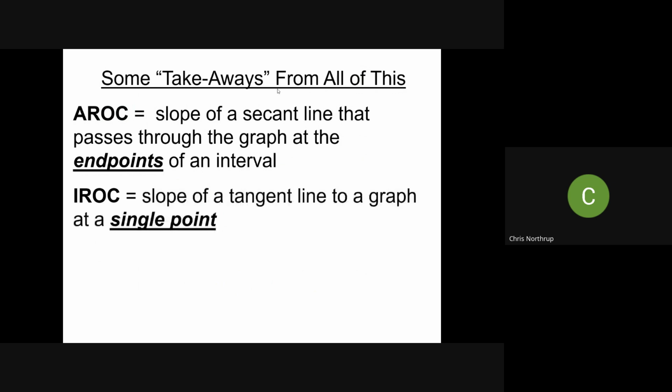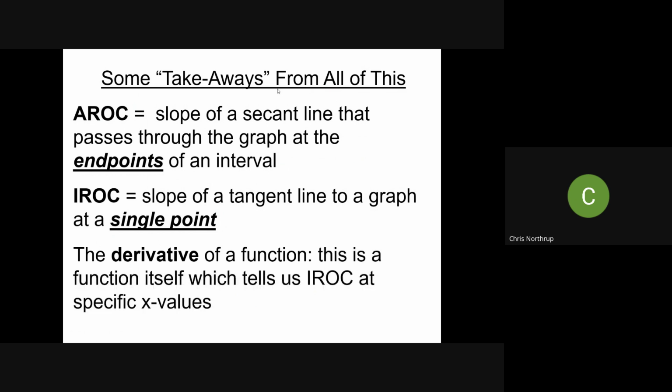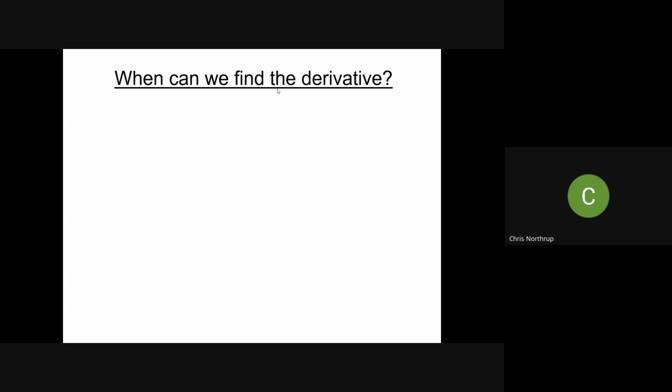IROC, or instantaneous rate of change, that is the slope of a tangent line. So a line that hits the graph at one single point. So I need to know that single point. And then the derivative of a function tells us IROC. It itself is a function, which tells us what the instantaneous rate of change is at a specific x value.